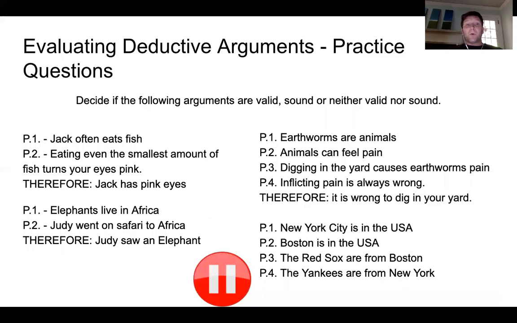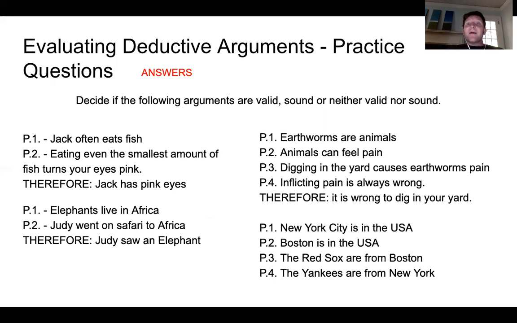All right, welcome back. Let's go over these and see if you got these correct. Some of these are a little bit sneaky, so you may well have the concepts of validity and soundness down, even if you don't get these right, because they're, as I say, a bit sneaky. But the first one, premise 1, Jack often eats fish. Premise 2, eating even the smallest amount of fish turns your eyes pink. Therefore, Jack has pink eyes.